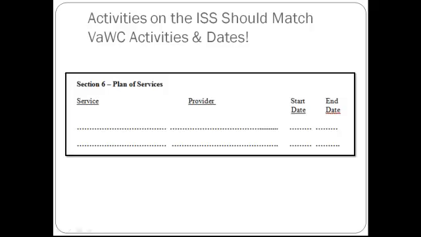Here, Section 6, Plan of Services, is shown. In the service column, list any activities that are open in VOS. For each activity, a provider must be noted. The start date of each activity on the ISS should match the start date in VOS for all activities. Do not enter an end date for any service until the corresponding activity for that service is closed out in VOS. This is an example of a leadership development activity on the ISS.